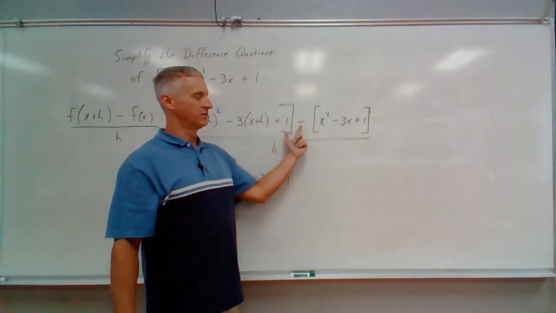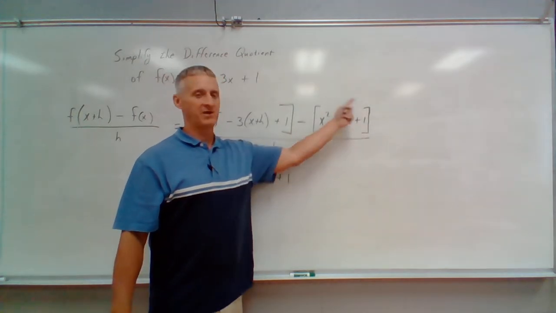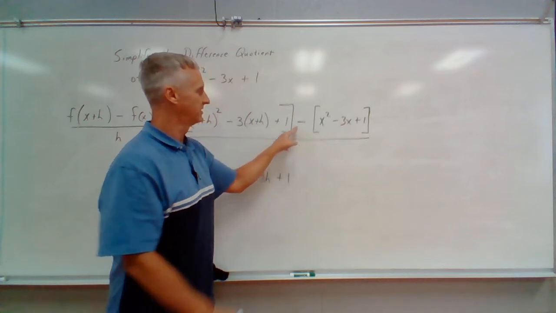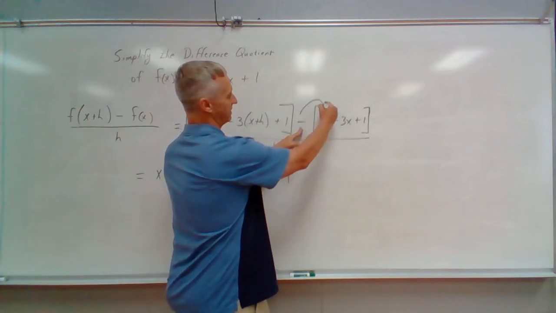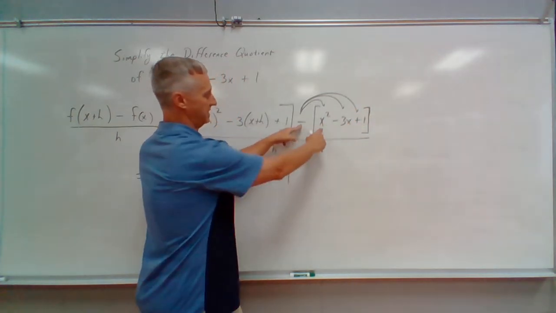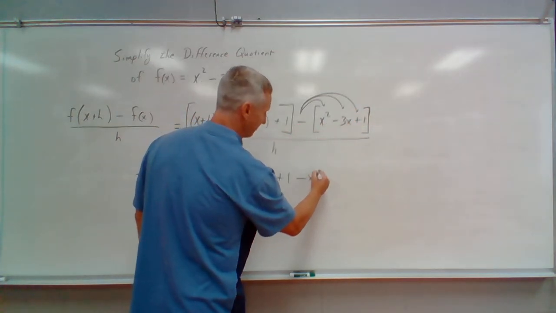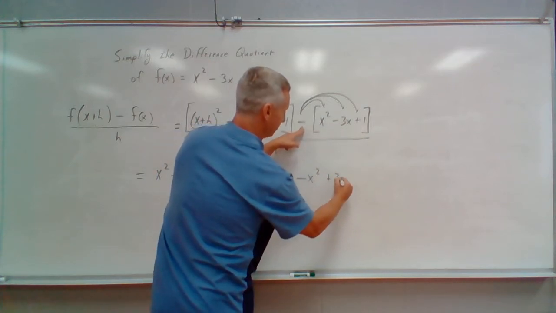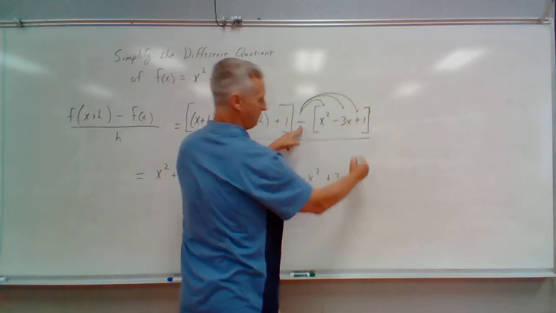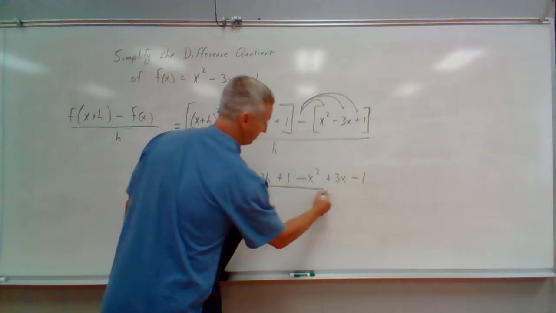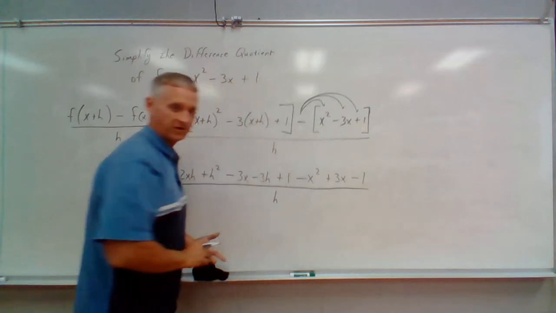Okay. And we have to be really careful. We have to subtract all of f of x, the whole thing. So it's very important that you keep all this in parentheses. This minus has to apply to every term inside of there. So minus x squared, minus negative 3x would be plus 3x, minus 1, all over h.